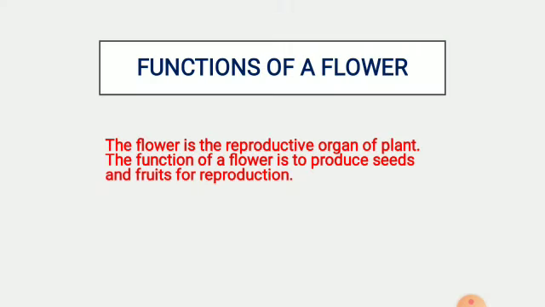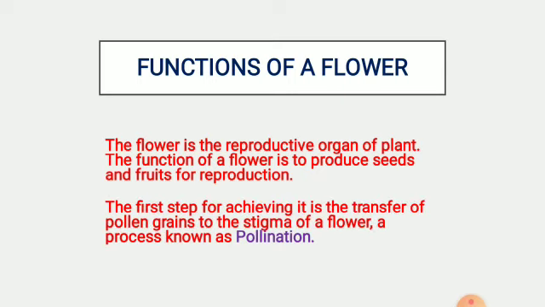We all know that the flower is the reproductive organ of a plant. The function of the flower is to produce seeds and fruits for reproduction. The first step for achieving it is the transfer of pollen grains to the stigma of a flower, a process known as pollination.